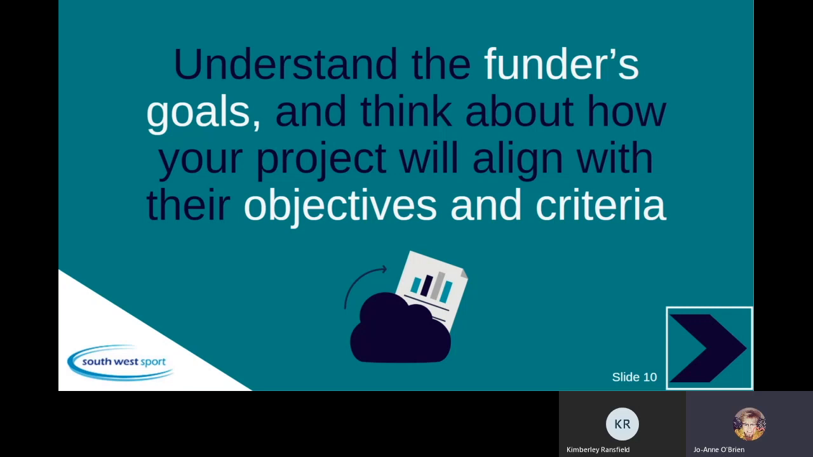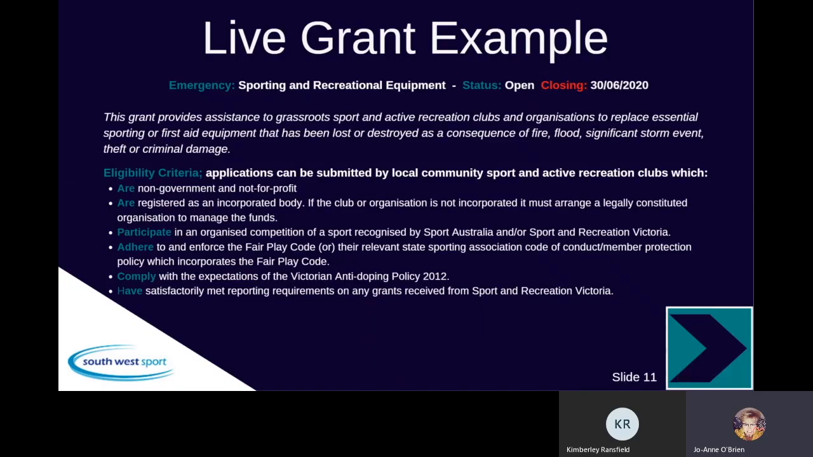So what you need to do is understand the funder's goals and think about how your project will align with their objectives and their criteria. So we've actually downloaded a live grant, and it's the Emergency Sport Recreation Equipment grant, and it's still open. The status is open and it closes on the 30th of June. This grant provides assistance to grassroots sports and active recreation clubs and organisations to replace essential sporting and first aid equipment that has been lost or destroyed as a consequence of fire, flood, significant storm event or threat or damage.